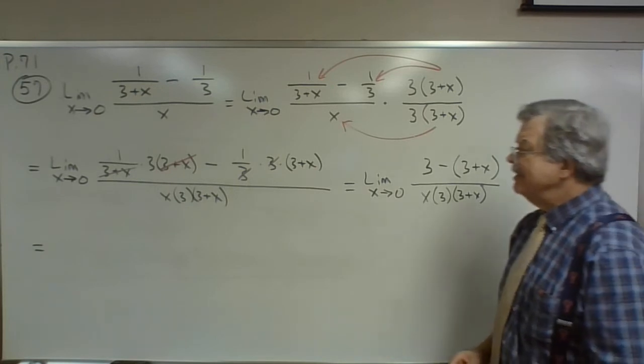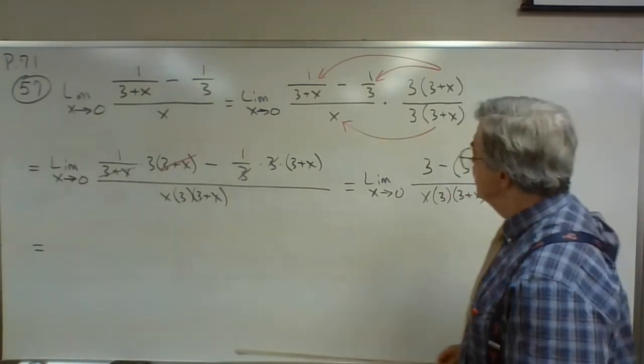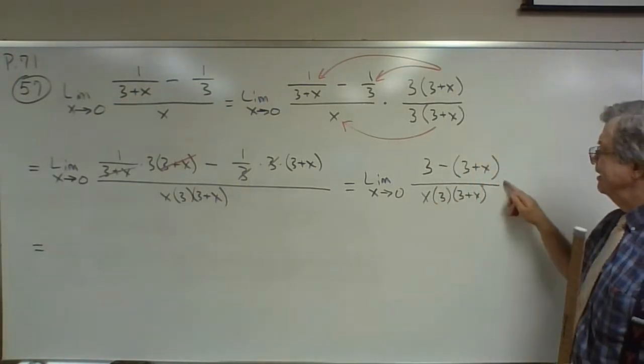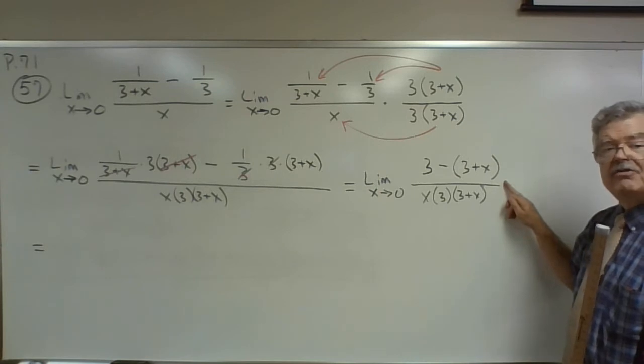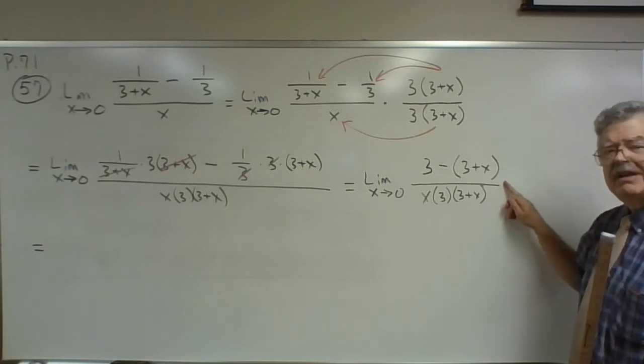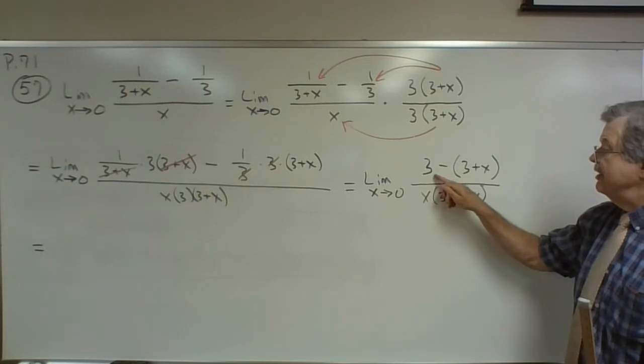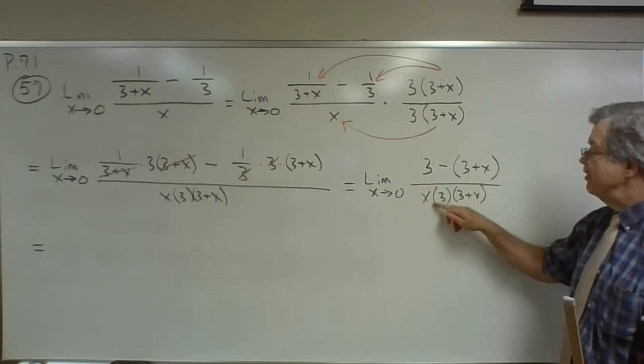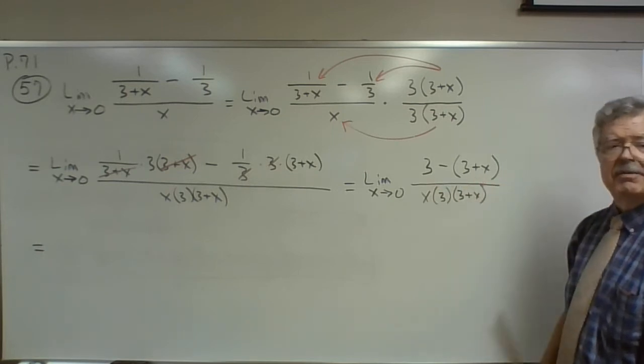Once we cancel out, notice what we get. We get a quotient that is not a complex fraction. There are no fractions in the numerator, no fractions in the denominator.